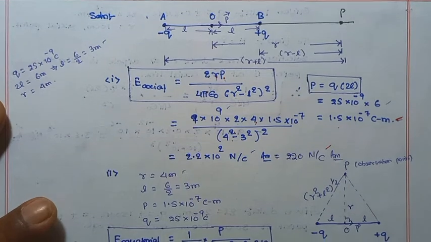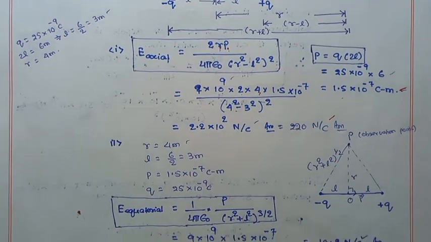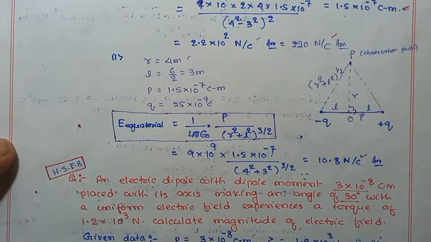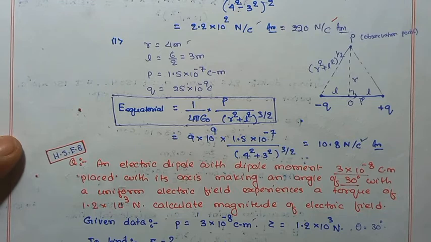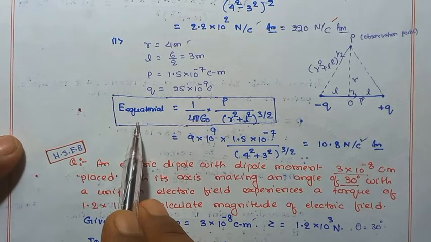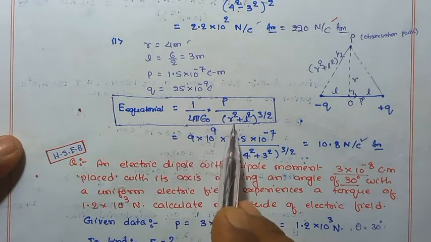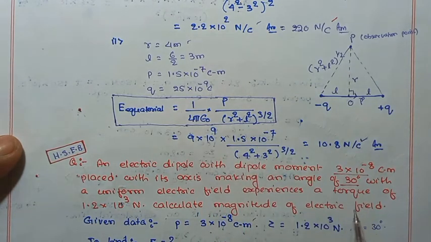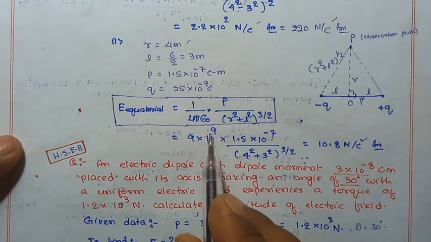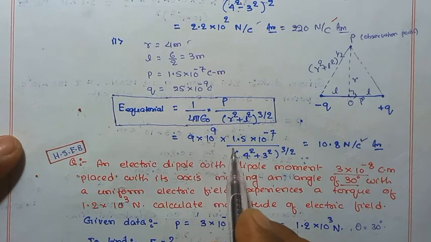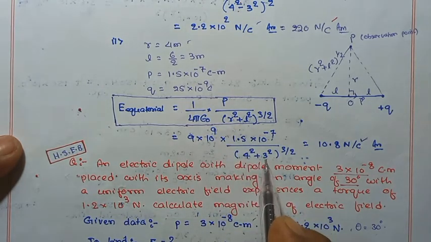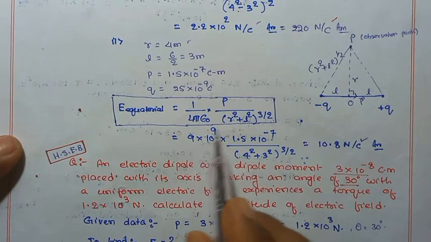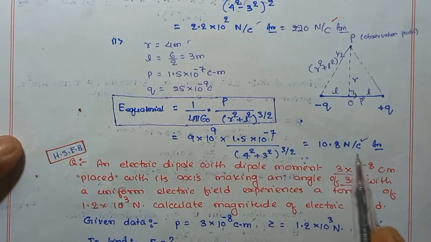Okay? Now we will find the electric field intensity on the equatorial line. Here the formula is E is equal to 1 by 4 pi epsilon 0 times P by r square plus l square to the power 3 by 2. So 1 by 4 pi epsilon 0 is 9 into 10 power 9, P is 1.5 into 10 power minus 7, divided by r, whose value is 4, so 4 square, plus l, whose value is 3, so 3 square, to the power 3 by 2. After solving this, we will get 10.8 Newton per Coulomb.